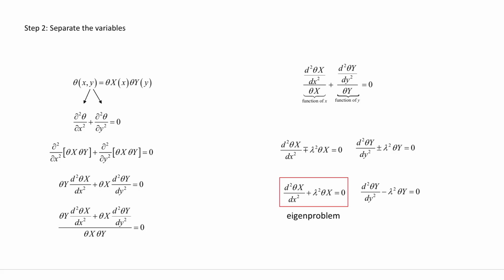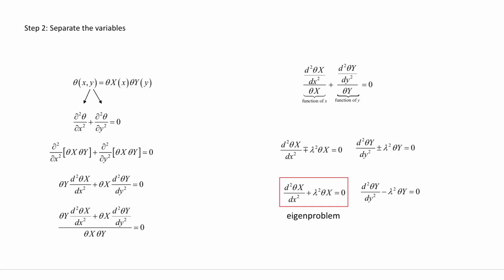In order for this equation to be true, these two things both have to be equal to a constant. Remember why: if I change something here, the only way this still remains true is if both of them are equal to a constant. We call that constant lambda squared, to indicate that it's definitely a positive number. Then we have d squared theta x is either minus or plus lambda squared theta x, and d squared theta y is either plus or minus lambda squared theta y. We have to pick the sign according to whether it's a homogeneous direction or not.